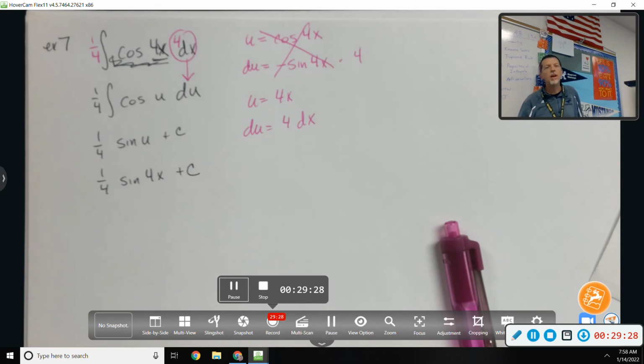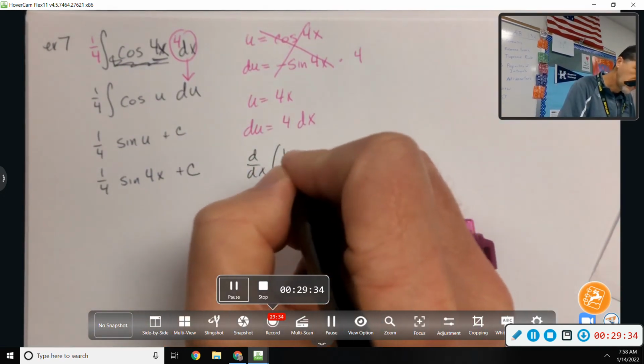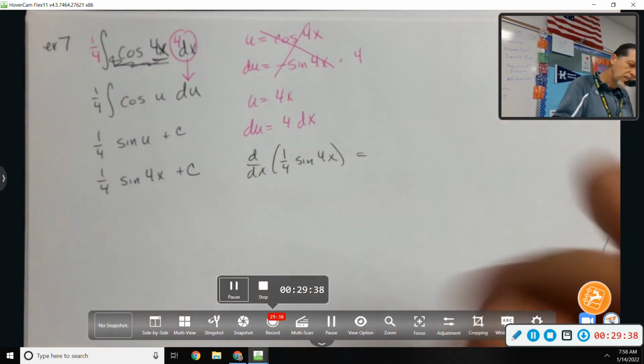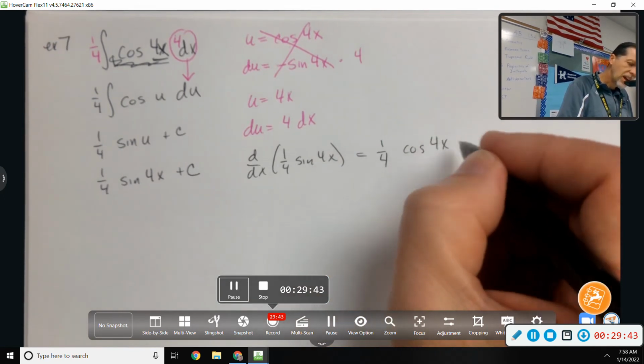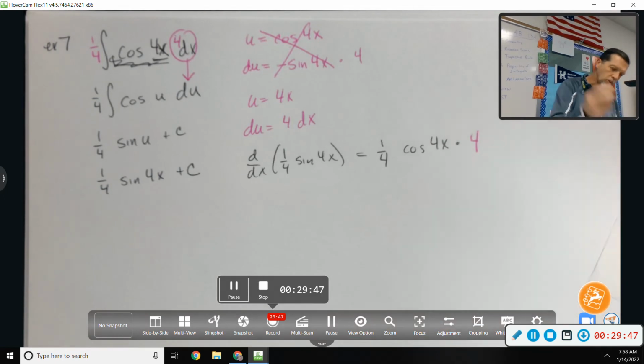That's an easy one to check if you want to check it. The derivative of 1/4 sine of 4x. So the 1/4's out front. Derivative of sine is cosine. And then chain rule, derivative of 4x is 4. And the 4's cancel out, and you get back to what you started with. Again, I don't really expect you to check all of them, certainly. But if you hit one that you're not sure of, it usually doesn't take too long to check and make sure that you did it correctly.